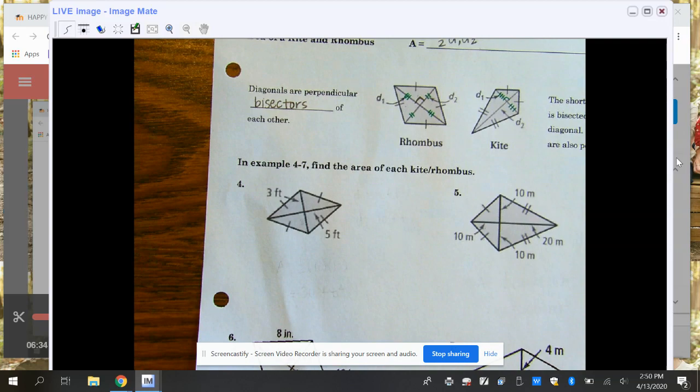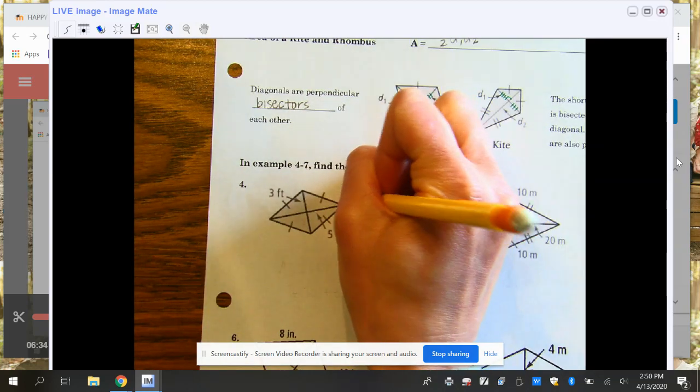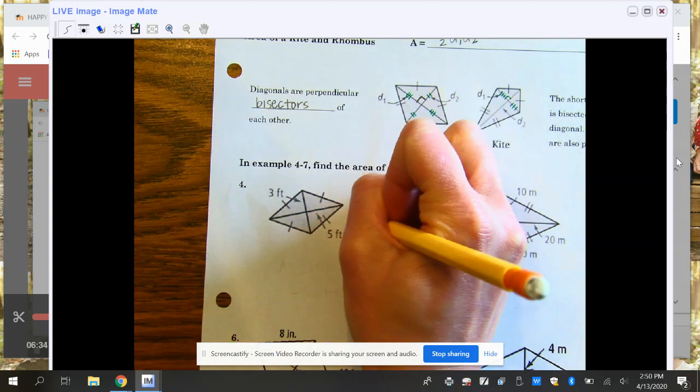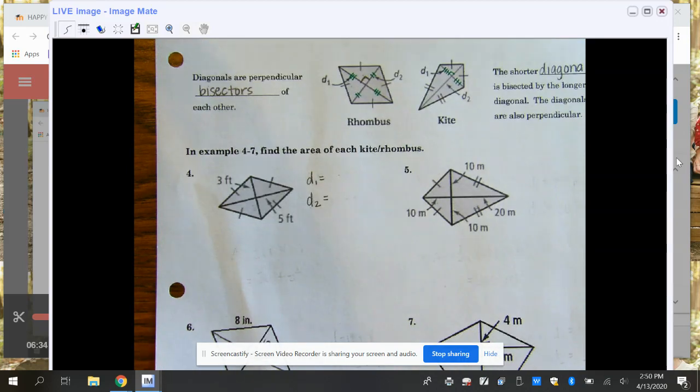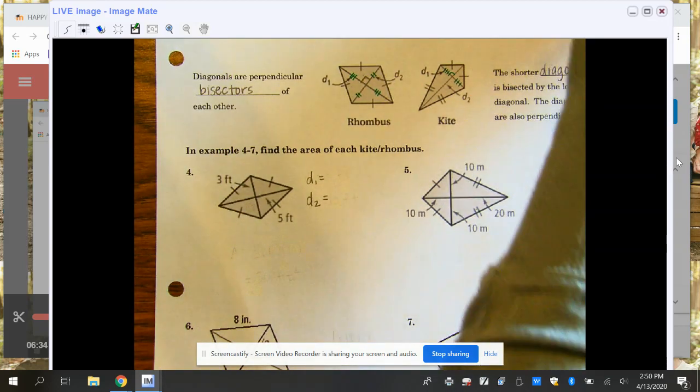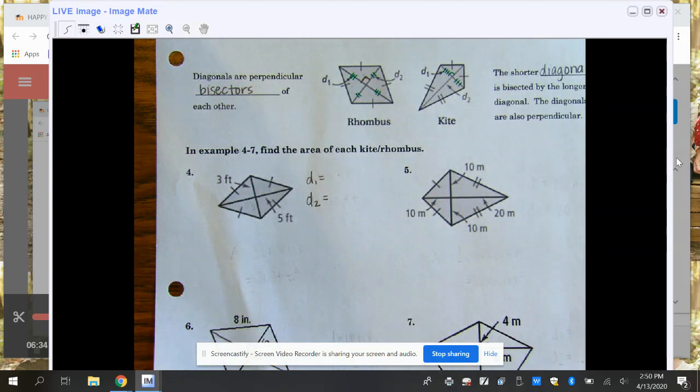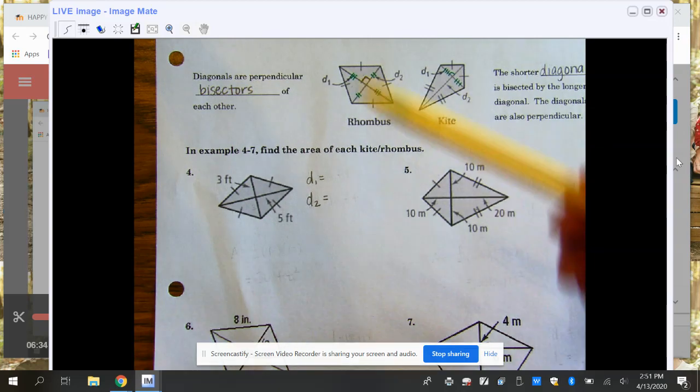All right, so here we're looking at a rhombus. I just like to organize what I can over here. So for both of these, all you need to know are the lengths of the diagonals. The side lengths may be used if you need to do the Pythagorean theorem, but you don't need to know them in order to find the area.